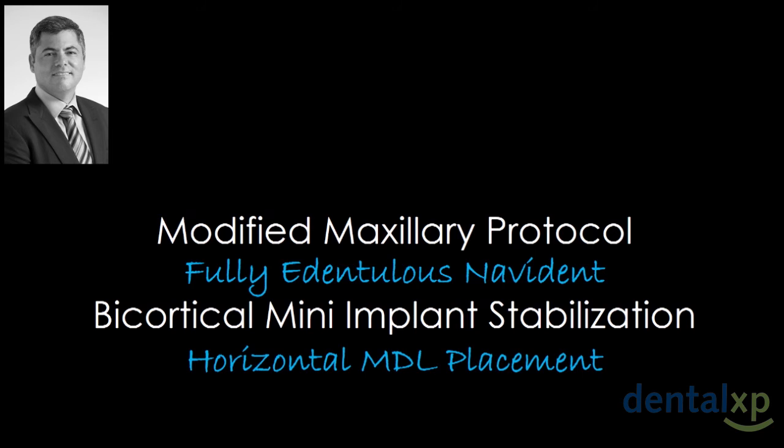So this case was a modification for the maxillary protocol in a fully edentulous patient, and we decided to do what we like to call bicortical mini implant stabilization. Instead of placing the mini implant vertically, we decided to put the mini implant horizontally. So that way we would strike the facial table and we would strike the palatal table.